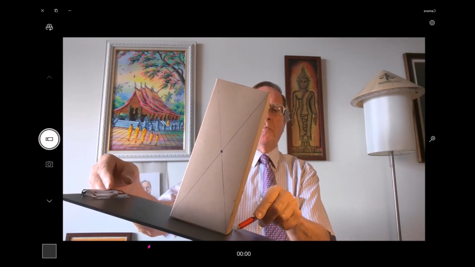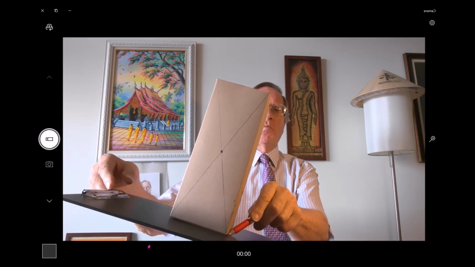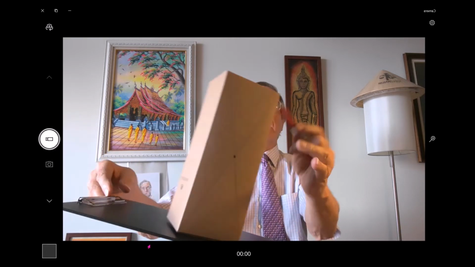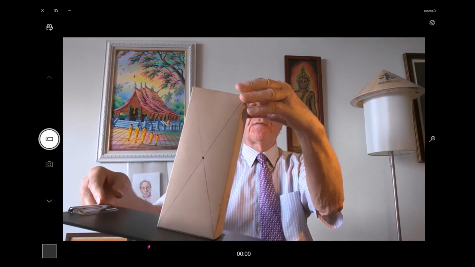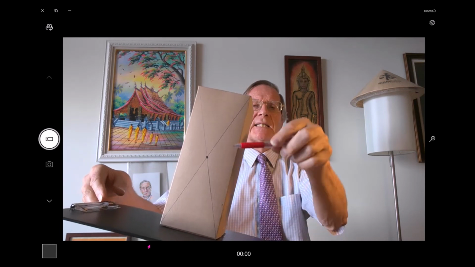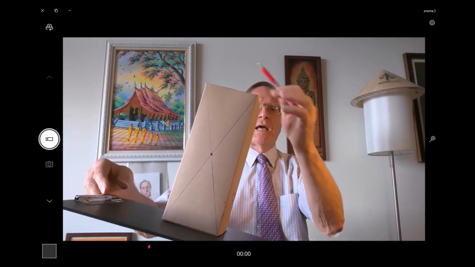So it's toppling about that. And when it's about to go, the center of mass is vertically above that point. So at the moment of toppling, the center of mass will be vertically above that point at the bottom.